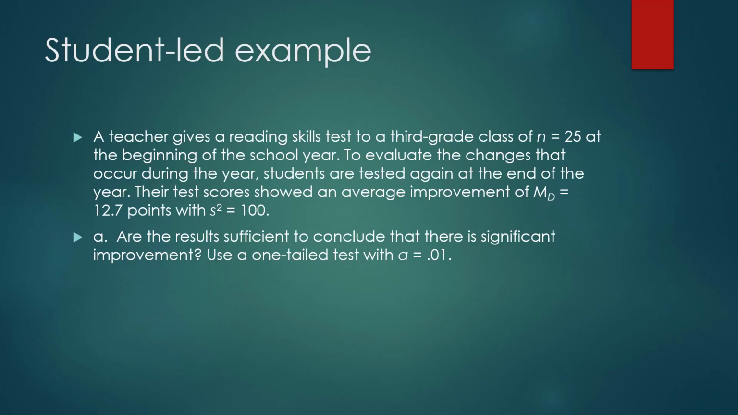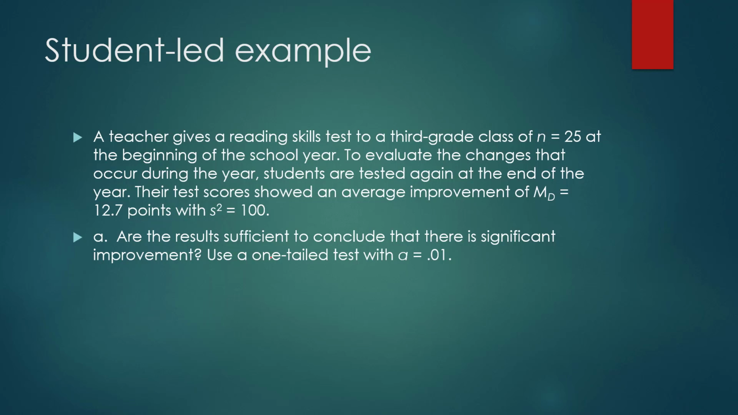So in this example, a teacher gives a reading skills test to a third grade class with an N of 25 at the beginning of the school year. To evaluate the changes that occurred during the year, students are tested again at the end of the year. Their test scores showed an average improvement, a mean difference of 12.7 points with a variance of 100. Are the results sufficient to conclude that there is a significant improvement? We'll use a one-tailed test with an alpha of 0.01.